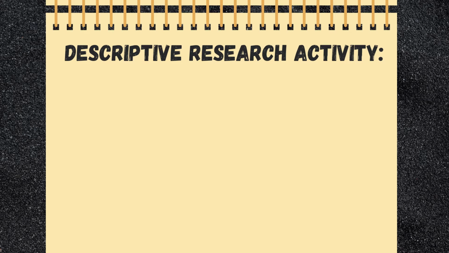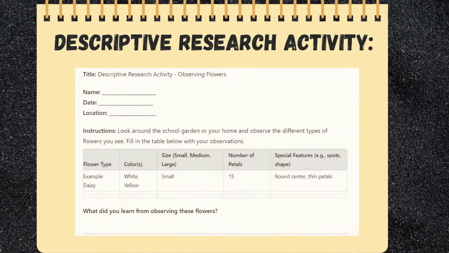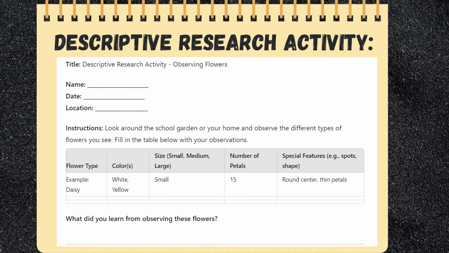For the descriptive research activity, go outside and make a list of all the different types of flowers you see in the school garden or around your house. Write down their colors and sizes. You are simply observing and describing. Here are simple and engaging templates or forms that you can fill out during your activity for descriptive research.